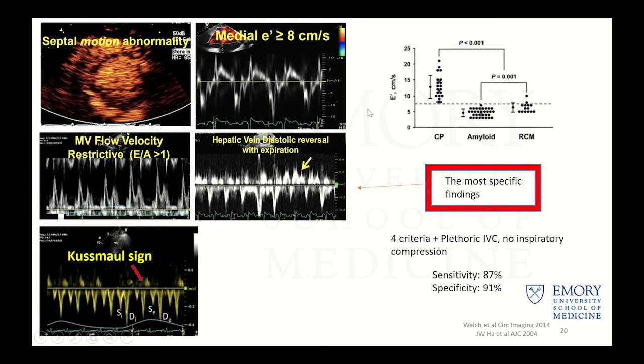On the top right here, there's another study by Ha et al. They looked at E prime velocities in 3 different disease states: in constrictive pericarditis, in amyloid, and in restrictive cardiomyopathy. What's interesting in this study, as you can see, there's not much overlap of E prime velocity. So if you have 3 different patients and one of them has high E prime and you suspect all 3 have heart failure, it's unlikely to have high E prime velocities in patients with myocardial disease or restrictive cardiomyopathy.